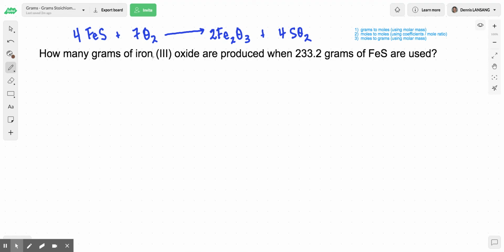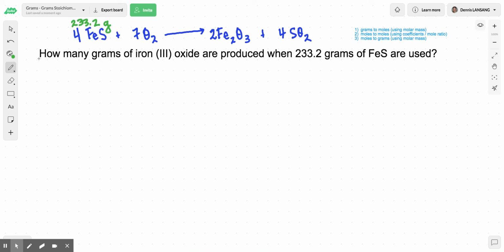How many grams of iron 3 oxide are produced when 233.2 grams of iron 2 sulfide are used? Remember to organize your thoughts. For example, how many grams of iron 2 sulfide are in this problem? It says clearly 233.2 grams. This is your starting point.